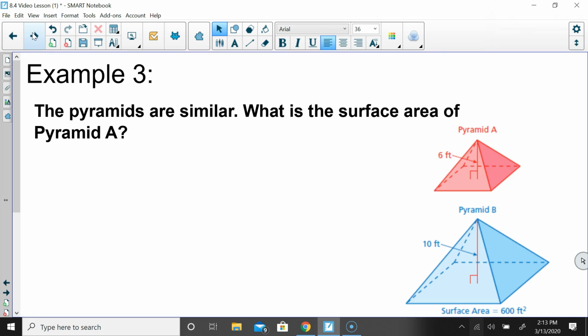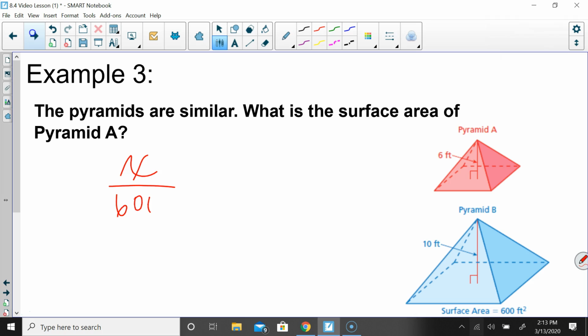Let's try it. So it tells you that the pyramids are similar, and it asks us to find the surface area for pyramid A. So by using that formula that we had earlier, we can set the surface area of A on top, which is actually missing in this problem, so we can use a variable. And the surface area on the bottom is the surface area of B, which is 600. And we can set that equal to the dimensions.